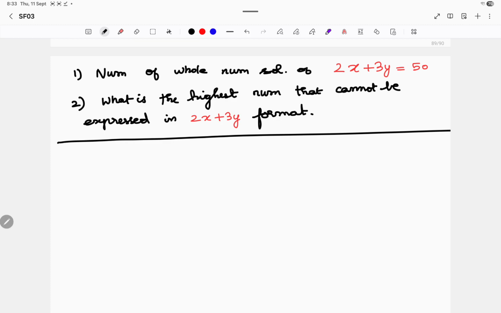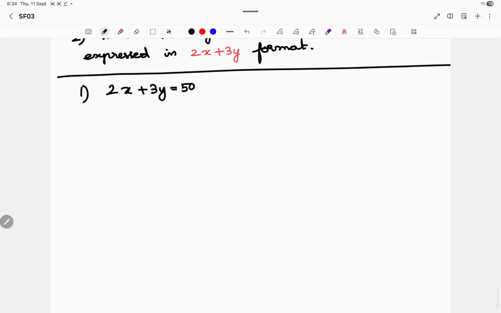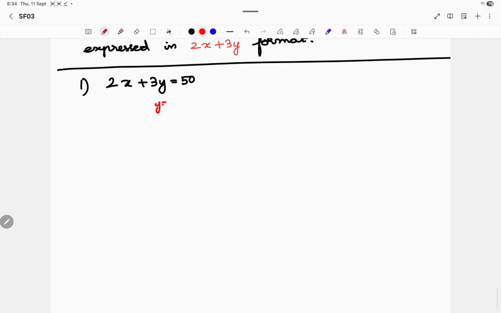Let's enter into concept number 1. Question number 1: 2x plus 3y equals 50, number of whole number solutions. Now, let's go with extreme values. Let's assume y equals 0. There is no y that is contributing. What is the value of x that I can substitute here so that the sum adds up to 50? I can simply substitute x equal to 25, and I will get 2 times 25 plus 3 times 0 adds up to 50. So the condition is satisfied.